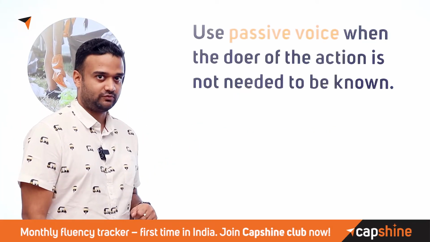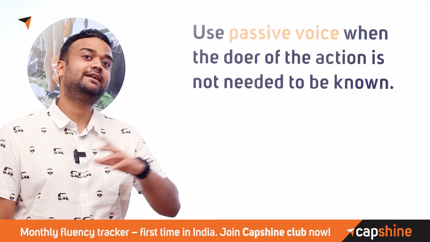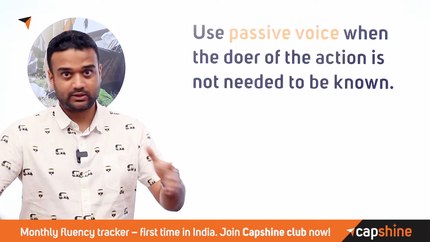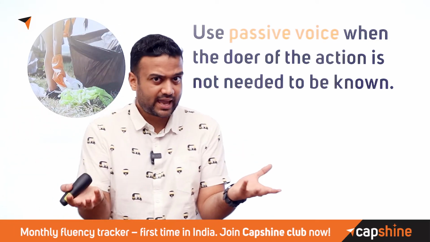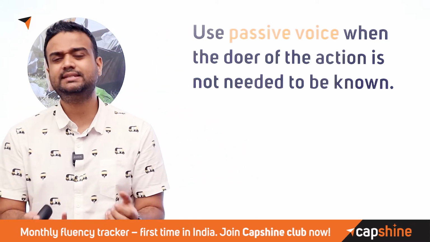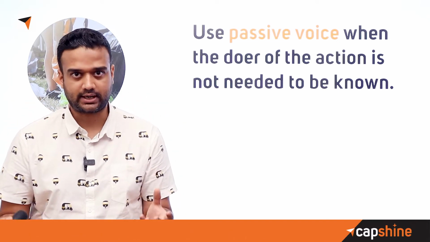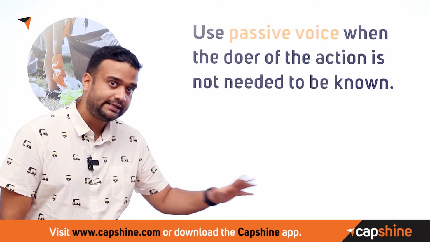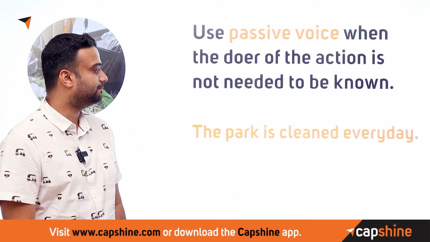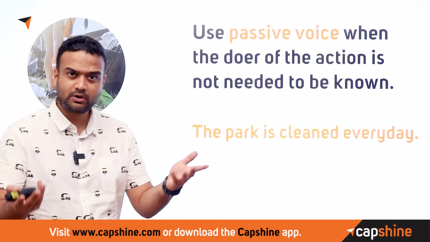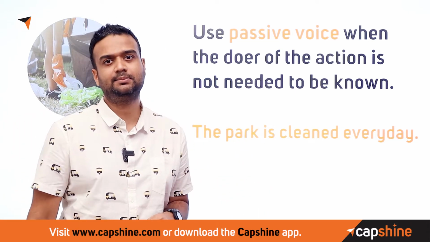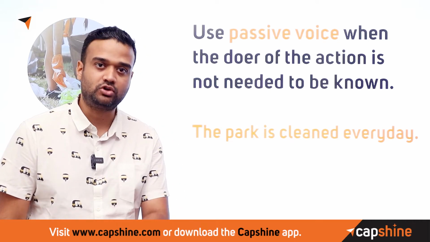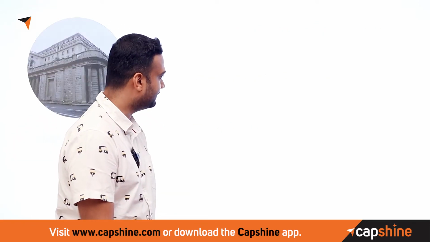Let's talk about passive voice. Now, the passive voice can be used in a variety of situations. One is not more accurate than the other. By the way, active and passive are both accurate ways of using the different voices, but they have to be used in different contexts. Passive voice can be used when the doer of the action is not needed to be known. For example, the park is cleaned every day. Are we bothered about which individual people clean the park? No, we're only bothered about whether the park is cleaned or not. So the park is cleaned every day.